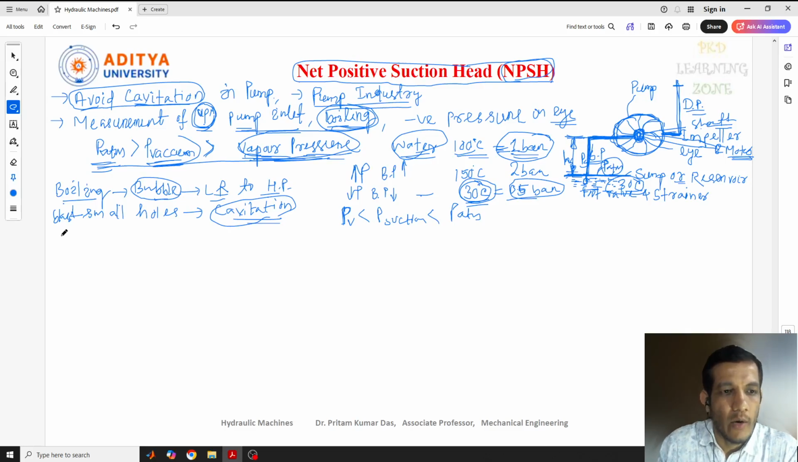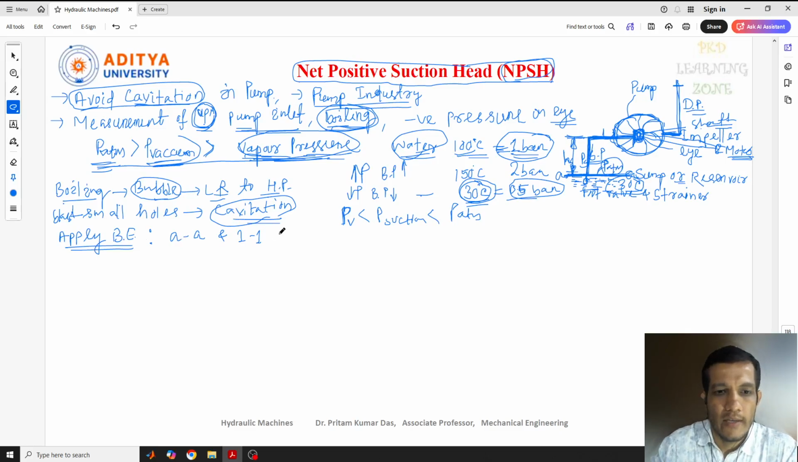Now let's find out the value of this NPSH from this diagram. How will we find it out? We need to apply Bernoulli's equation. I applied Bernoulli's equation in our last lecture to find out a value. Here, which two sections do we need to consider? One is the atmospheric level, section AA, and the other is the inlet of the impeller, that is the inlet of the pump, which is section 1. So apply Bernoulli's equation between section AA and section 1.